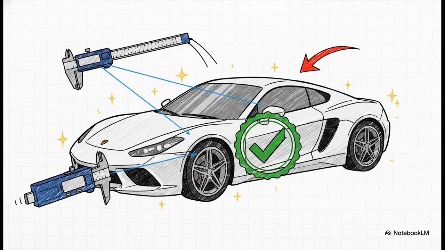So why this obsession with precision? It all comes down to one thing: quality control. This final digital check is the company's guarantee to you that the product you're holding in your hands is safe, it's reliable, and it performs exactly as promised by that very first digital blueprint. It's the ultimate seal of approval.